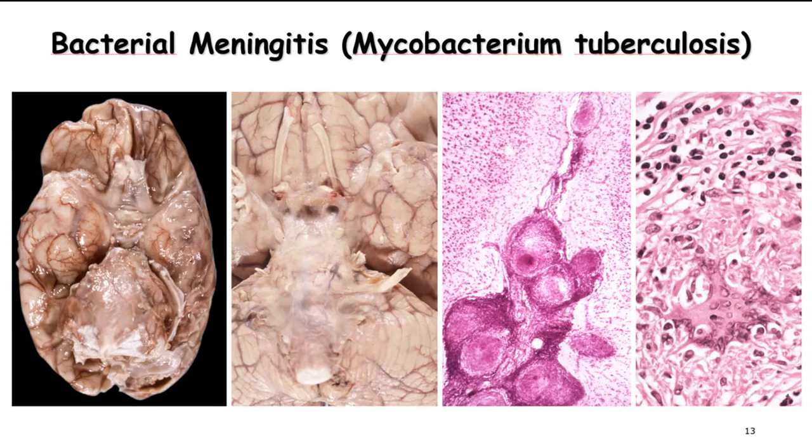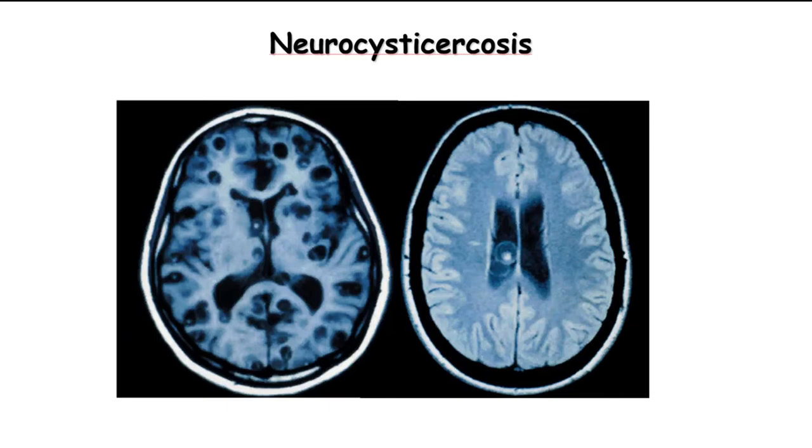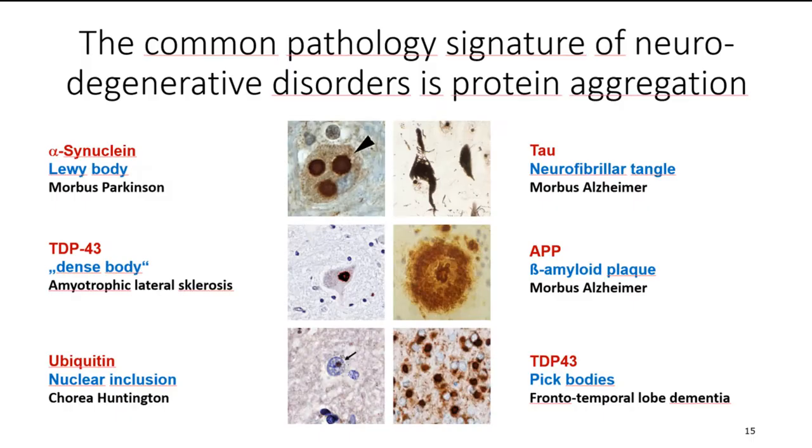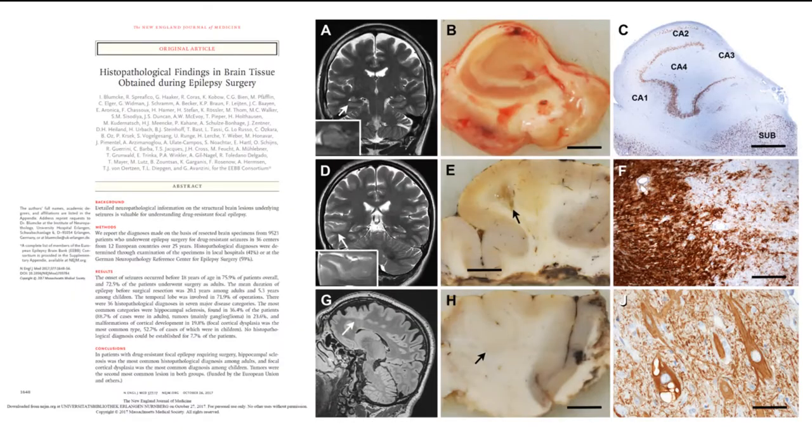Brain infections are the most common cause of seizures worldwide, and I will show you most common etiologies, such as tuberculosis or neurocysticercosis. I will also address specific pathological protein aggregations as the signature of common neurodegenerative disorders, such as Alzheimer's or Parkinson's disease. Finally, you will learn about the most common structural brain lesions encountered in epilepsy surgery.